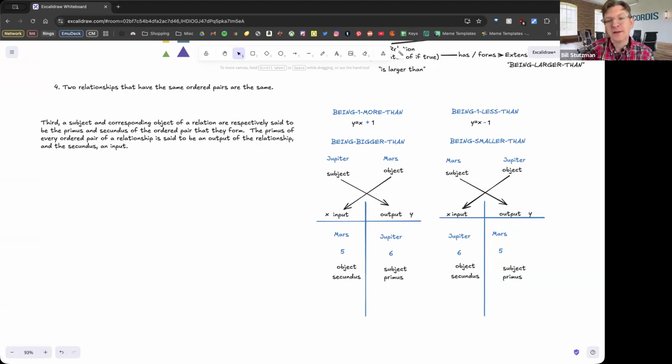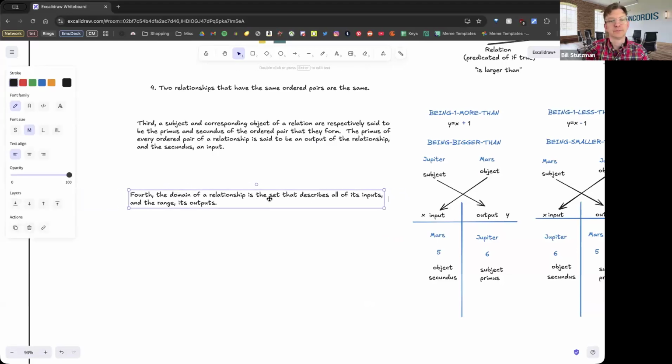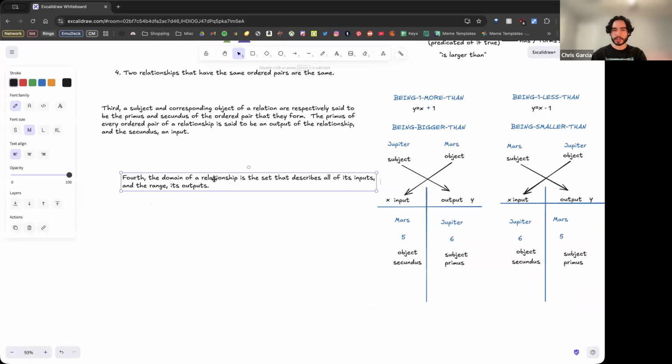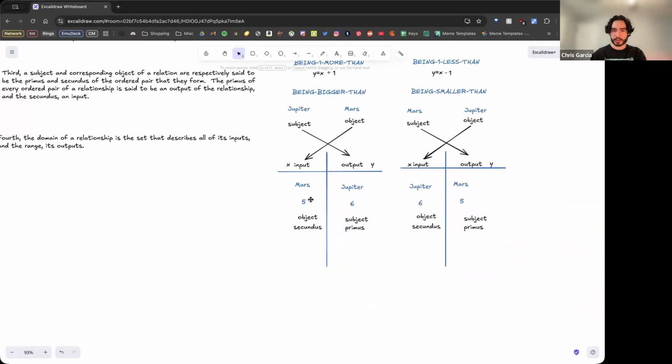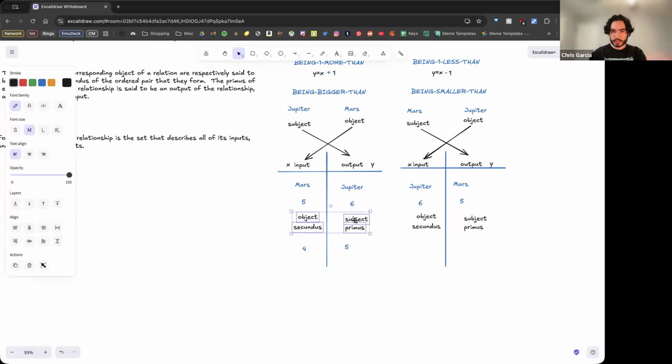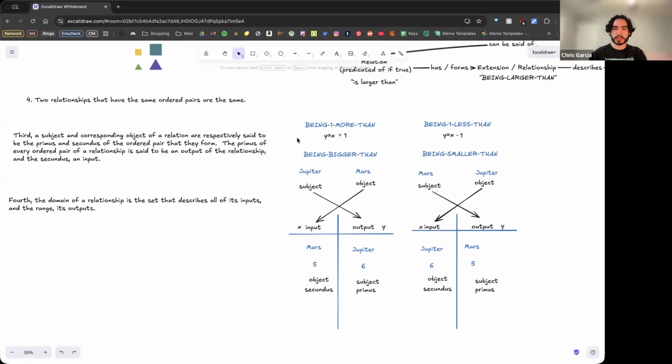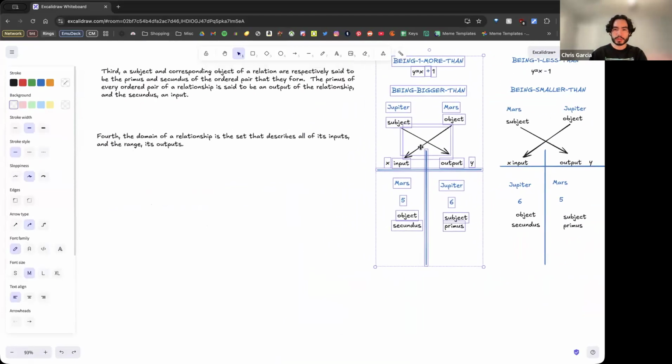Fourth, the domain of a relationship is the set that describes all of its inputs and the range its outputs. Okay, so this is really us just assigning names to things that are there. If this were to continue, you could have 4 and 5, and I'll drop these. Well, maybe we'll leave those, and I'll make a copy. We'll do the bigger than.